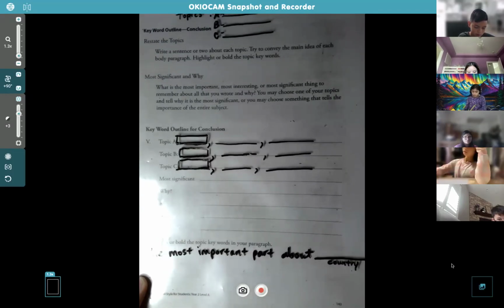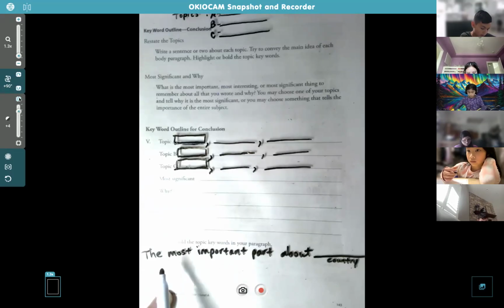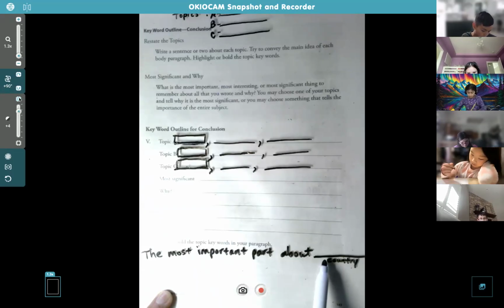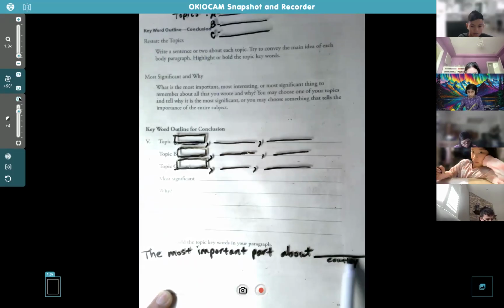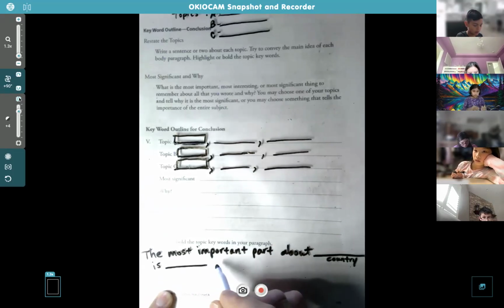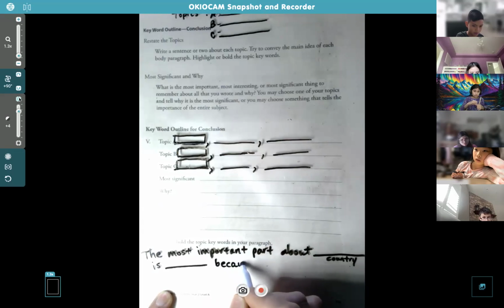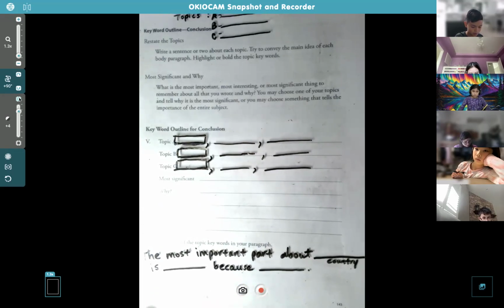Oh, sorry. Let me make this better so you can see it better. The most important part about Japan, the most important part about Ireland, the most important part about whatever your country is blank because blank. Now you can just leave those blank because you're going to figure that out later.